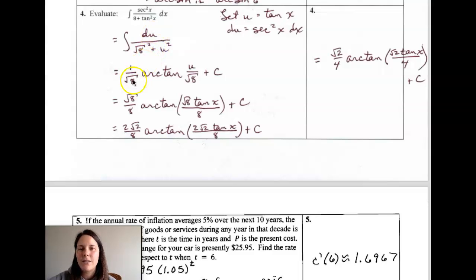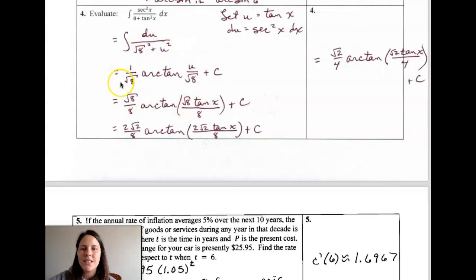Integrating, this is our arctan pattern. So it's 1 over a times the arctangent of u over a. And then, of course, plus c. This is not a definite integral. It's a general integration. And then I rationalized and subbed back in for u with that tangent of x. I did also simplify my square root of 8.